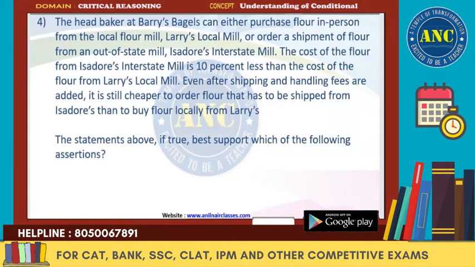The head baker at Barry Bagels can either purchase flour in person from the local flour mill, Larry's local mill, or order a shipment of flour from an out-of-state mill, Isadore's interstate mill. The cost of the flour from Isadore's interstate mill is 10% less than the cost of the flour from Larry's local mill. Even after shipping and handling fees are added, it's still cheaper to order flour that has to be shipped from Isadore's than to buy flour locally from Larry's. The statements above, if true, best support which of the following assertions?